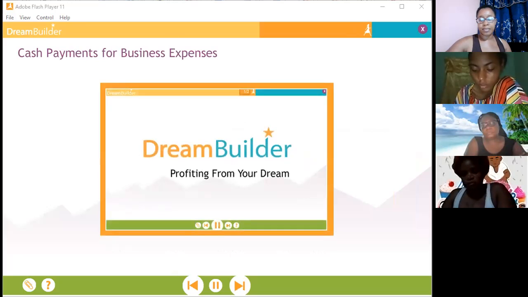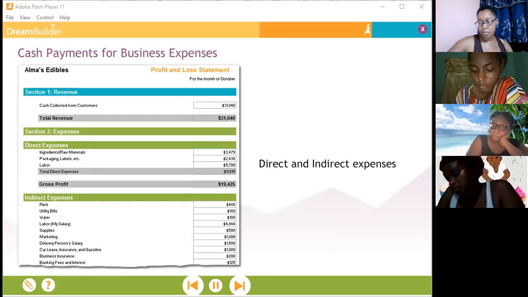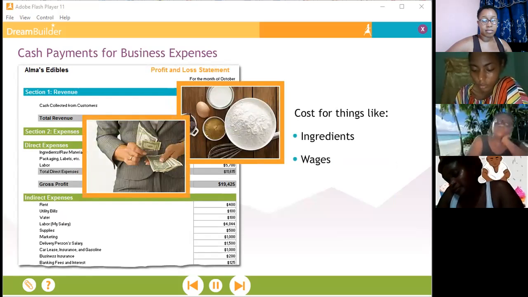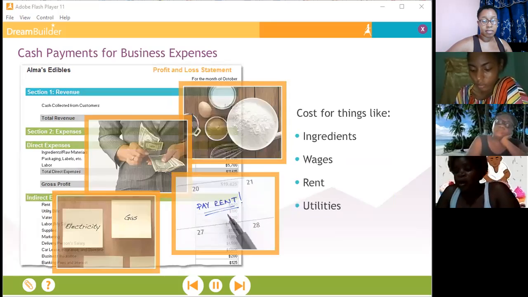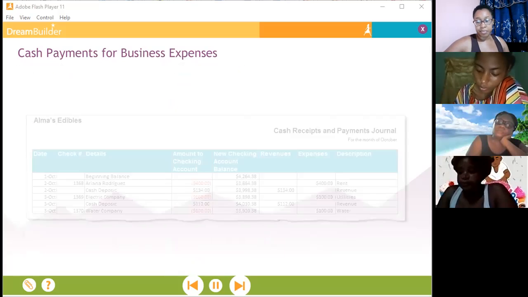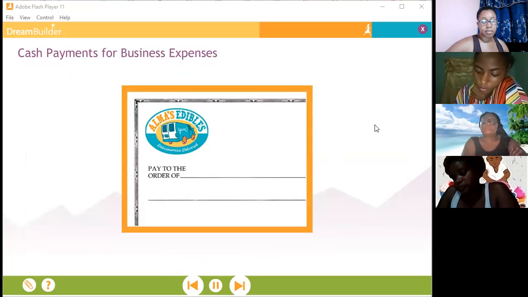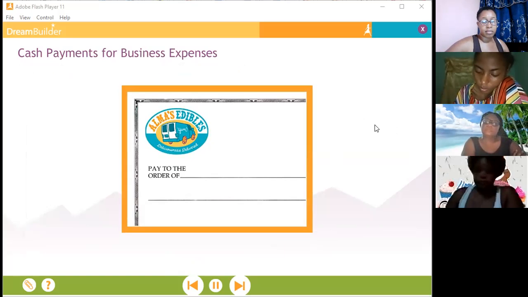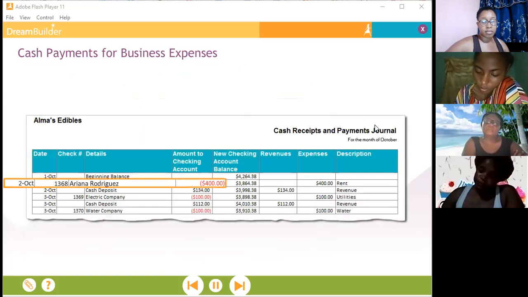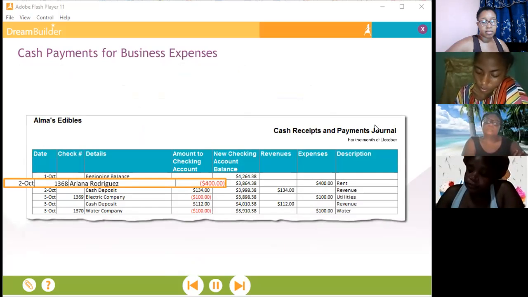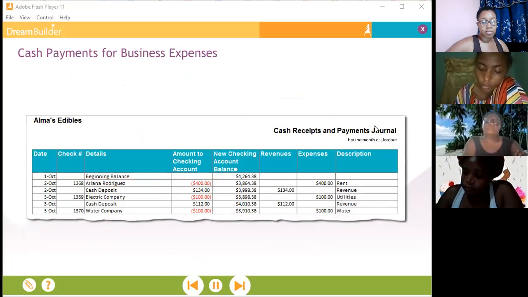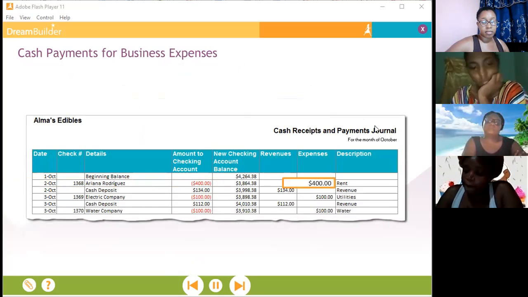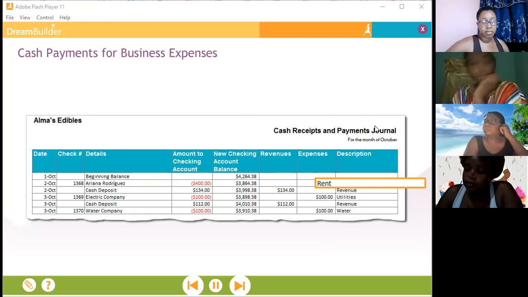In Course 9, we discussed that your business will have direct and indirect expenses. For example, your business may have costs for things like ingredients, wages, rent, or utilities. When you make these payments, you will need to record them in your cash receipts and payments journal. When I write business checks or pay cash, I make sure to record them immediately. For example, I wrote check number 1368 to my landlord on October 2nd for $400 for rent. After I wrote the check, I recorded this in my cash receipts and payments journal. I also noted what business expense this check was for.